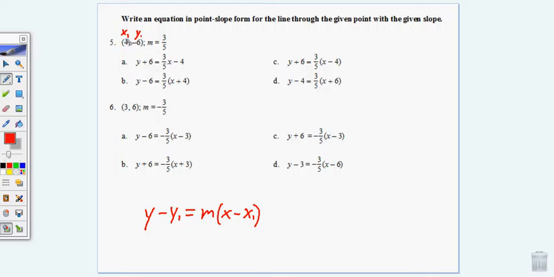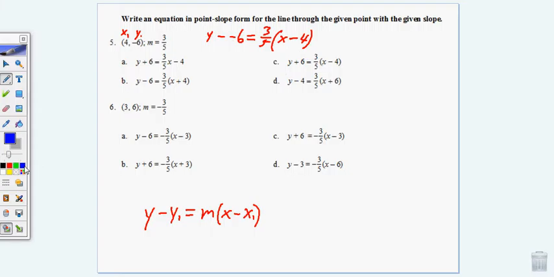Okay, so let's plug this in. We have our y minus a negative 6. Our y1 is a negative 6, so we have two negative signs, a minus here and a minus here. Then we have our slope, which is 3 over 5. Then we have our x minus 4. All right, so we just need to match which one of these down here matches this one.